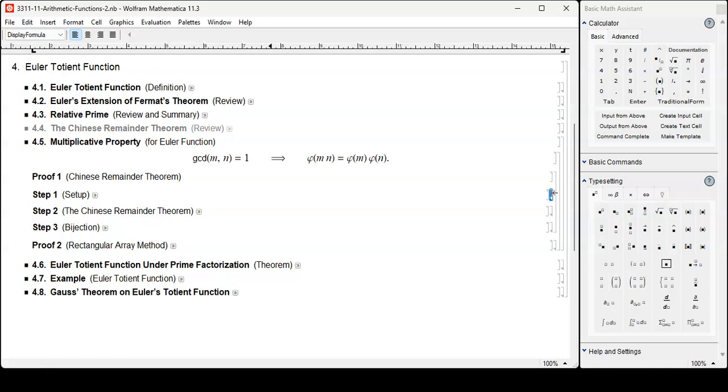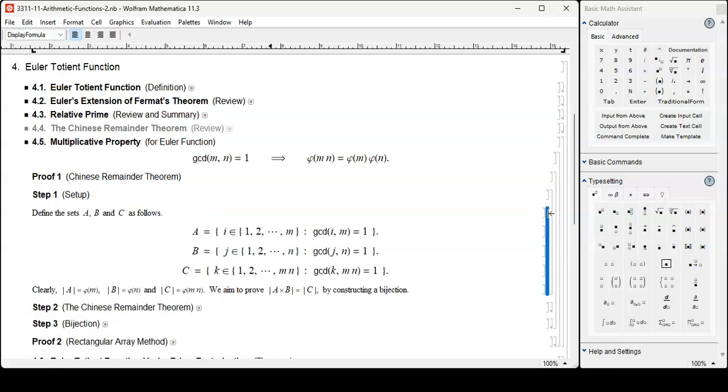Here's the setup. Define the sets A, B, and C like this. A is the positive integers not exceeding m that are relatively prime to m. B is the positive integers not exceeding n that are relatively prime to n. And finally, C is the positive integers not exceeding m times n that are relatively prime to m times n.